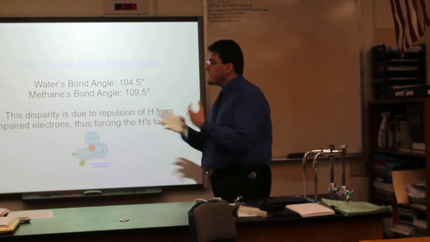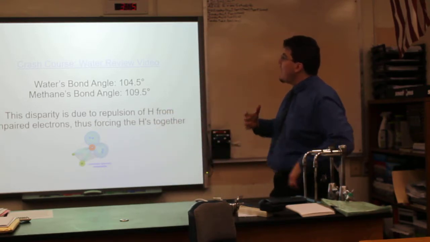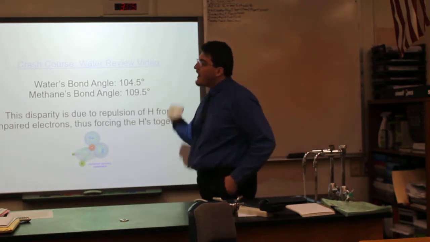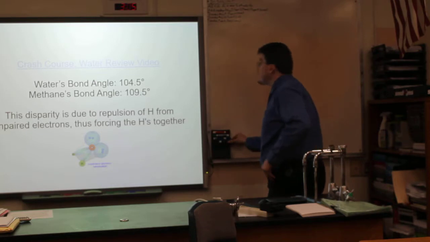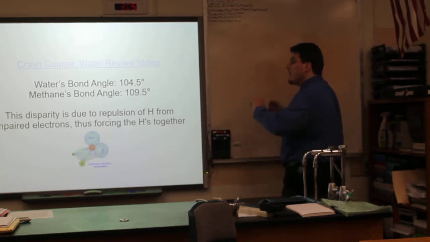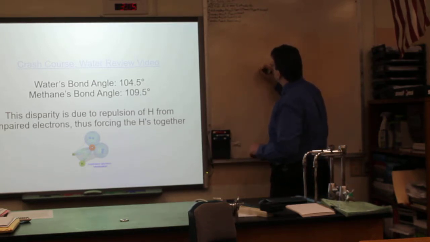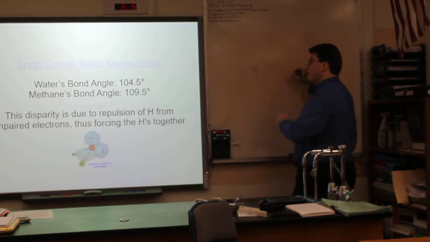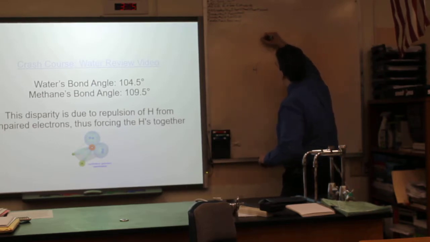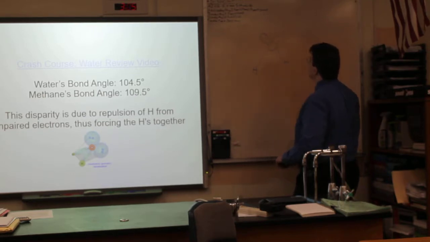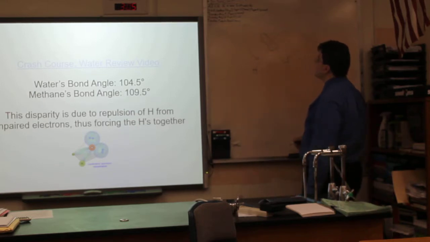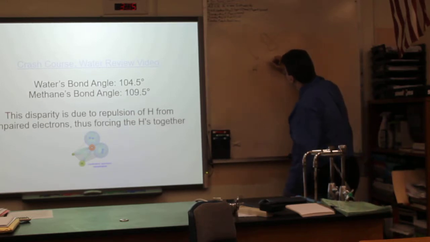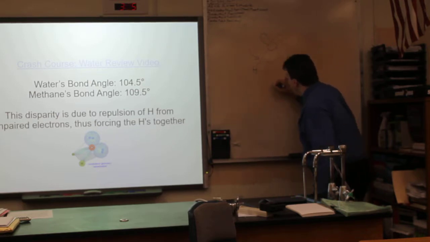Water's bond angle, some of the things that are associated with this. Water's bond angle is 104.5 degrees, and methane's bond angle is 109.5 degrees. This results from the repulsion of hydrogen from unpaired electrons in the oxygen. So that forces these hydrogens together, decreasing the bond angle.